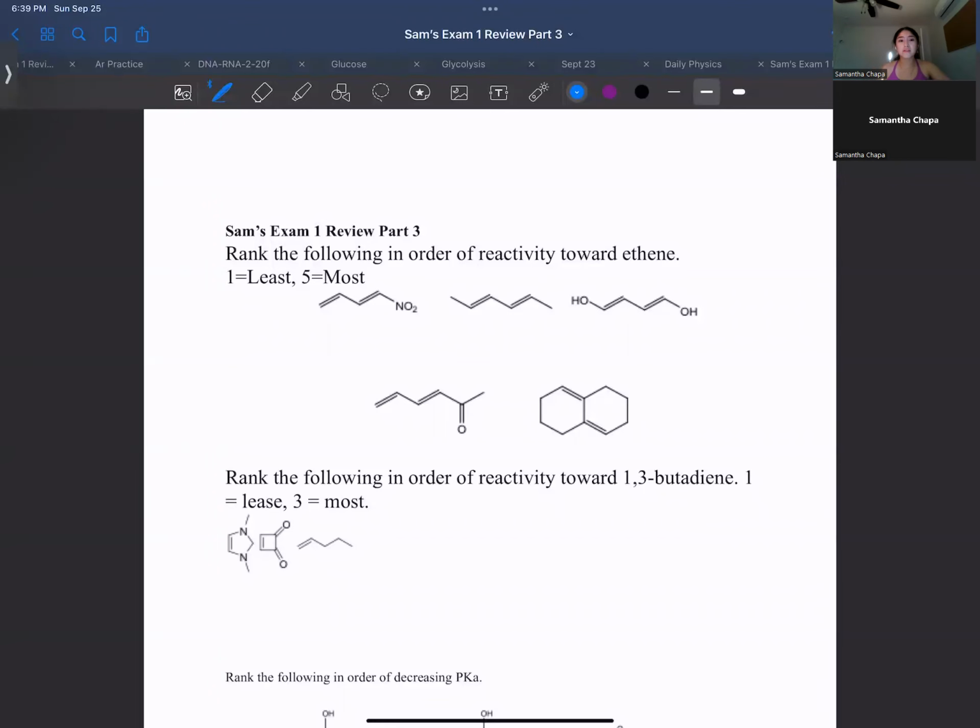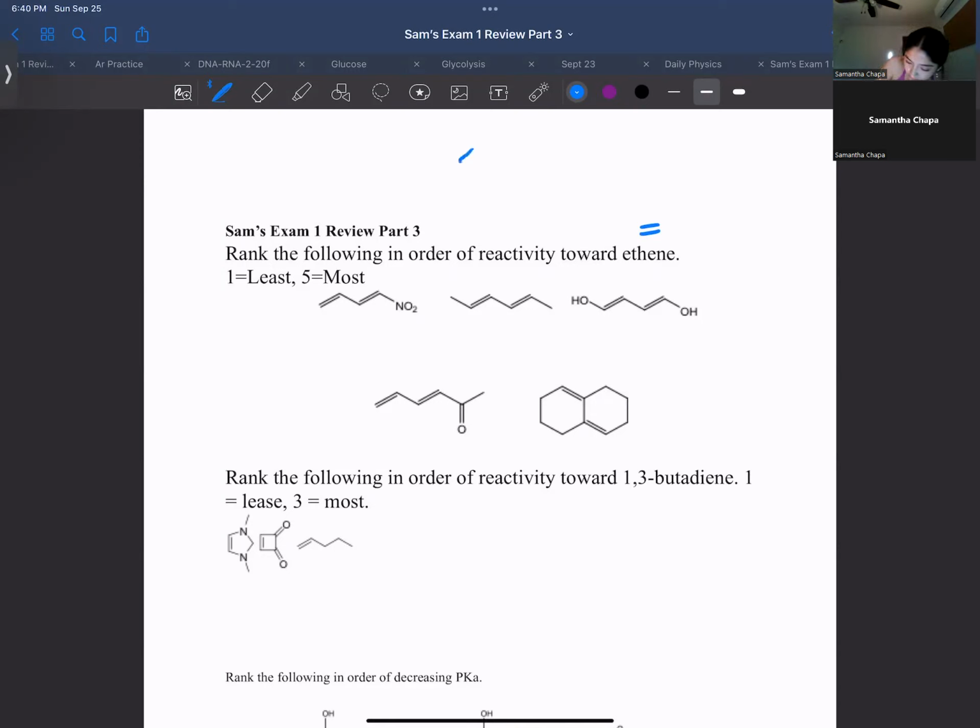Okay, today we're gonna finish off exam one review. Let's get started. Okay, so the first one is asking us to rank the following in order of reactivity towards ethene. So here we're talking about reactivity in terms of Diels-Alder.